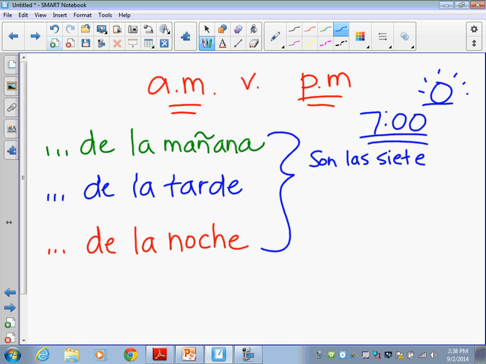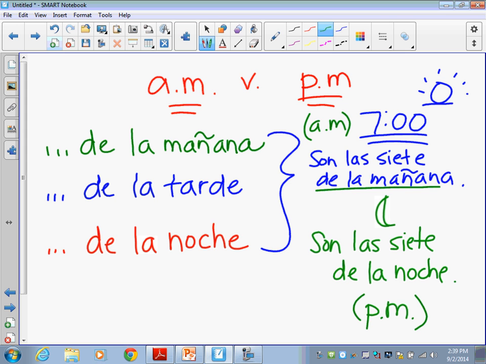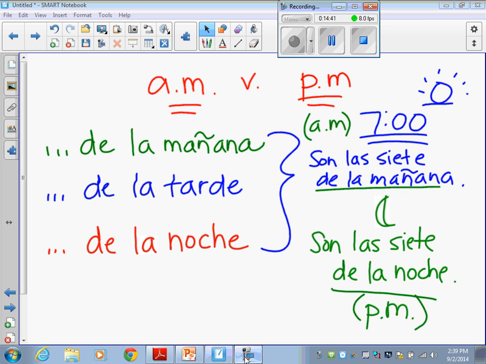So if it's 7 in the morning, the sun is coming up. This would look like son las 7 de la mañana. Versus it's 7 o'clock at night and the moon is coming up. It's kind of a pathetic moon, but that's okay. Son las 7 de la noche. And here I will know very clearly that this is an example of PM versus this one is AM with my phrase de la mañana or de la noche. Okay? Bien hecho, chicos.